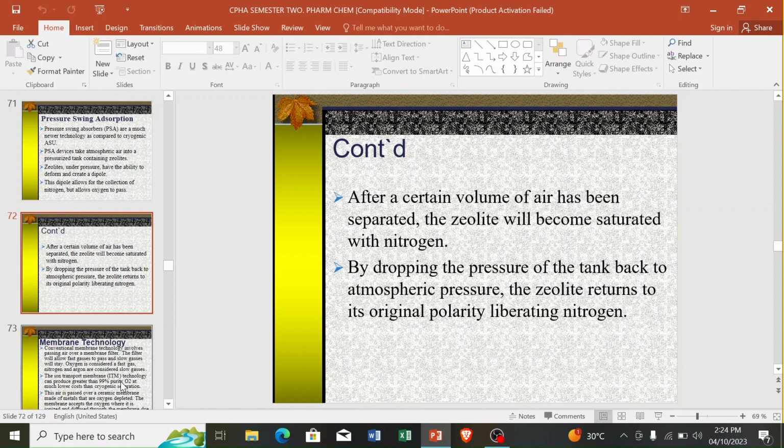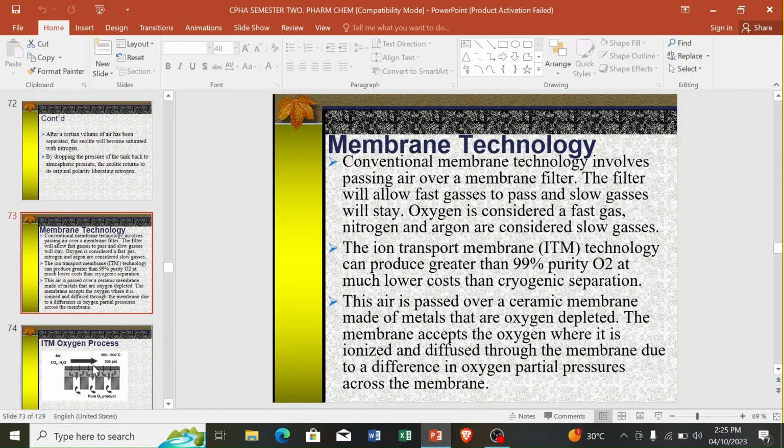So here we continue and say after a certain volume of air has been separated, the zeolites will become saturated with nitrogen, since they are the ones absorbing nitrogen, since they are the ones collecting nitrogen. By dropping the pressure of the tank back to atmospheric pressure, the zeolite returns to its original polarity, liberating nitrogen. So this method can give us both oxygen and nitrogen.